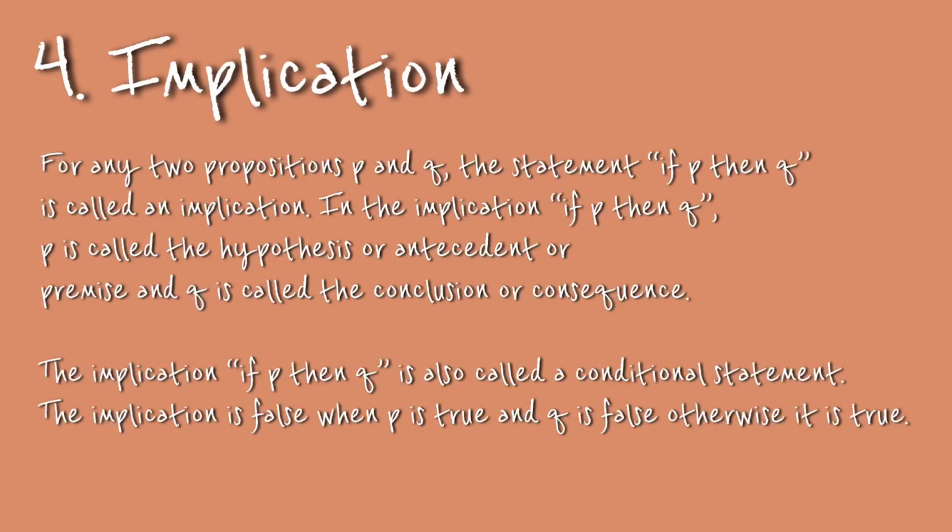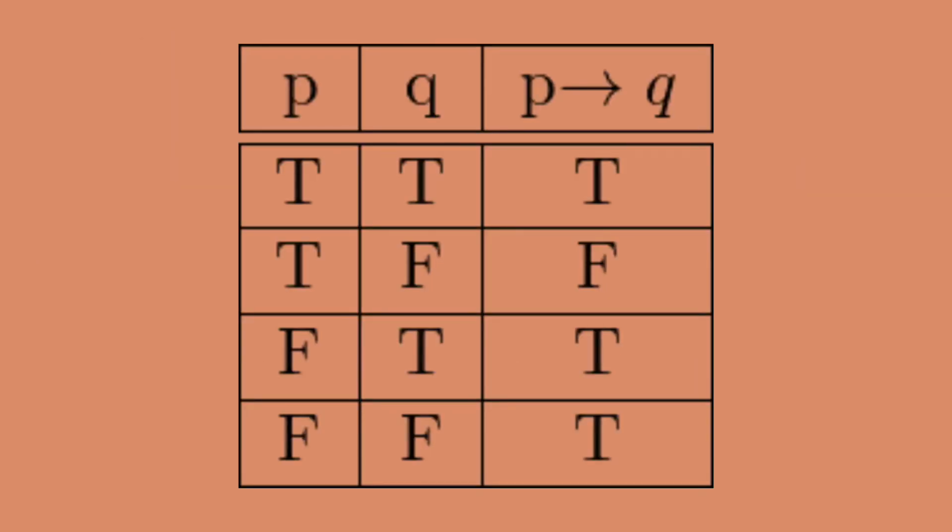Next is implication. For any two propositions P and Q, the statement if P then Q is called an implication. In the implication if P then Q, P is called the hypothesis, antecedent or premise, and Q is called the conclusion or consequence. The implication if P then Q is also called the conditional statement. The implication is false when P is true and Q is false, otherwise it is true. This is the truth table of if P then Q.